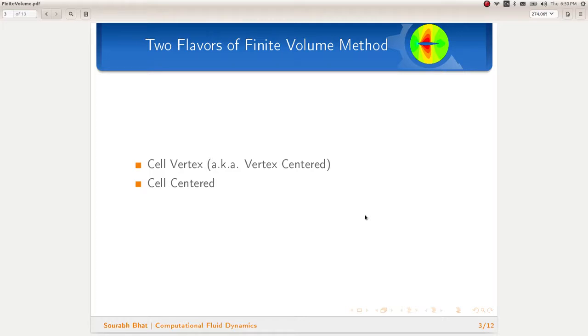Now, let us have a look at the finite volume formulation. The finite volume formulation has two different flavors. One of them is called the cell vertex method and the other one is called the cell-centered method.